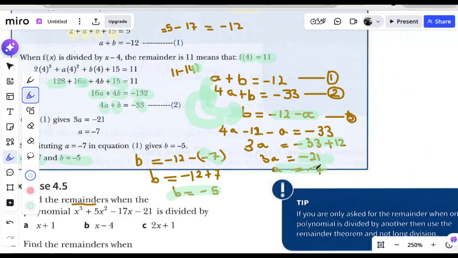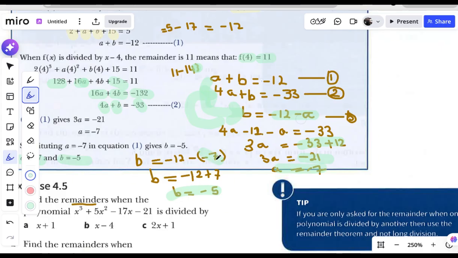So we found a. Now, the next step is to find b. And remember, we already made the equation for b. We say b is equal to negative 12 minus a. So we substitute the value of a, minus 7, into a to find b. b equals negative 12 minus a. And remember, a is minus 7. So we place a here, minus 7.